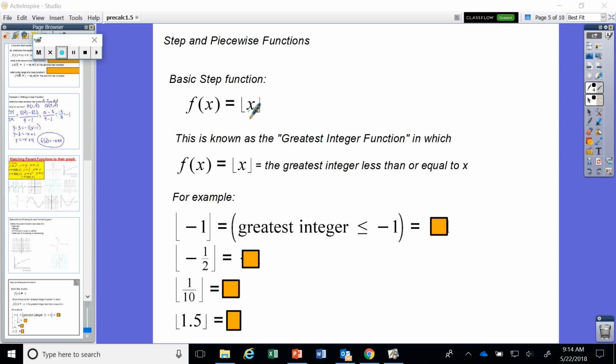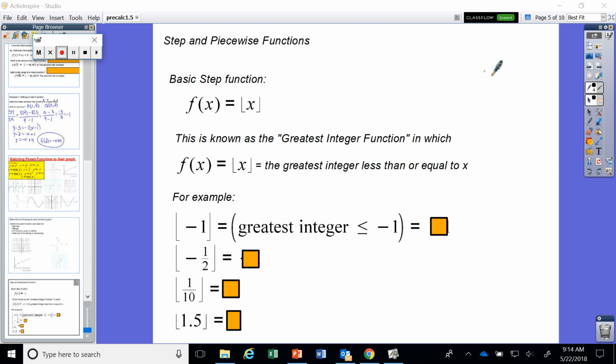Let's do that one more time: the greatest integer less than or equal to x. The first thing to ask yourself is, what actually is an integer? Hopefully we know that it's the whole numbers, both positive and negative. Let's take a look at some basic examples.